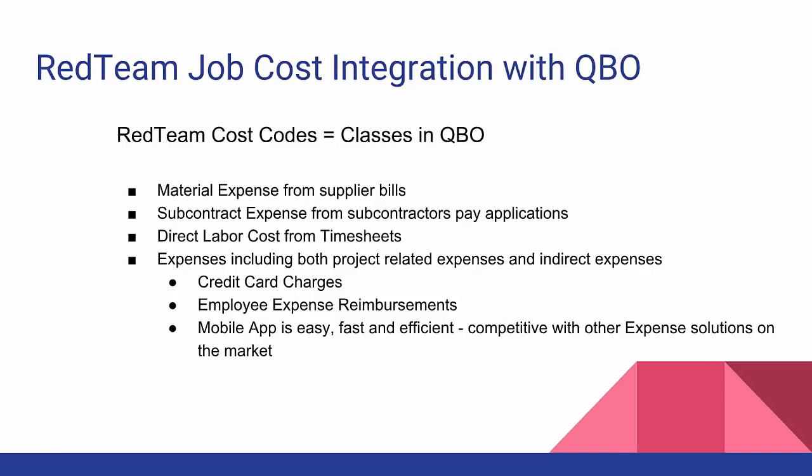We have timesheets in RedTeam where you can distribute your time and your labor across multiple jobs and multiple cost codes. And that goes directly to QuickBooks. So in QuickBooks, your labor cost is already job costed. And I'm going to come back and talk to you about something in just a moment here. Well, I'll go ahead and talk about it now. RedTeam can export their timesheets and their payroll to a file for third-party payroll services such as ADP and Paycor.